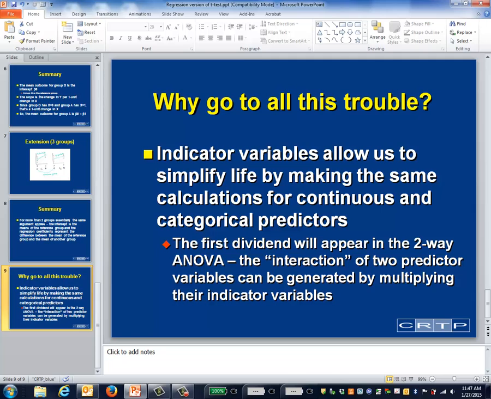Our first dividend will actually appear in the module on the two-way analysis of variance. There we can quantify something called an interaction between two predictor variables, presently undefined, by simply multiplying the indicator variables associated with those predictors.